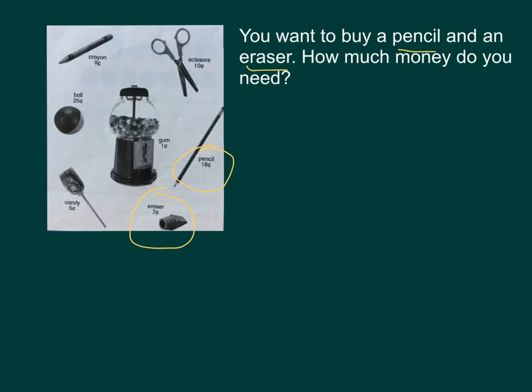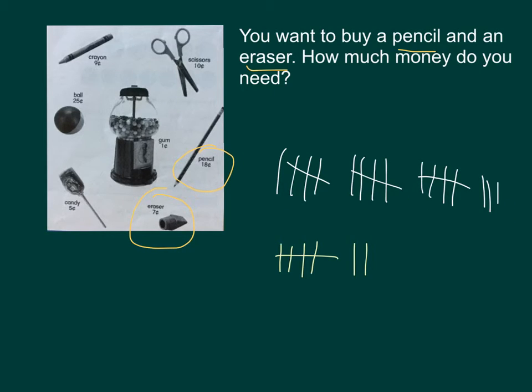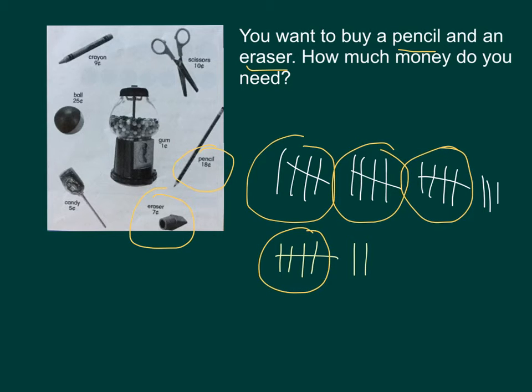Wow, I saw a lot of great strategies. This is what I did. First, I started by making 18 tallies for the pencil. Then, I made 7 tallies for the eraser. Next, I looked for groups of 5s. Right away, I could easily see 4 groups of 5. Then I noticed I had 3 tallies for the pencil and 2 more tallies from the eraser. And I knew that 3 plus 2 equals 5.